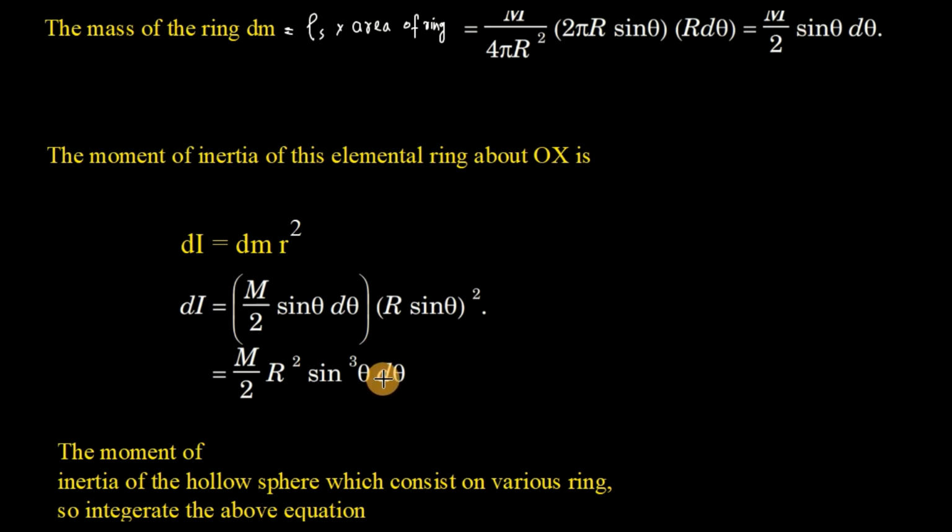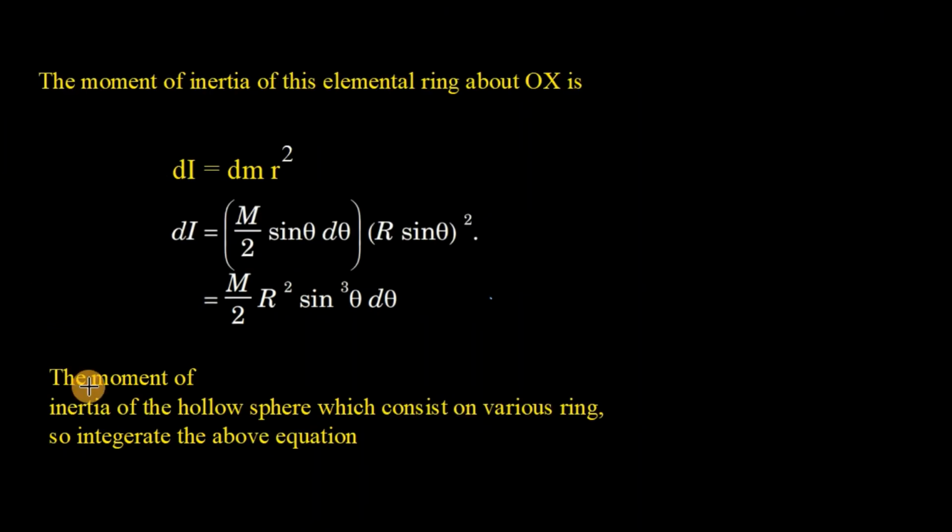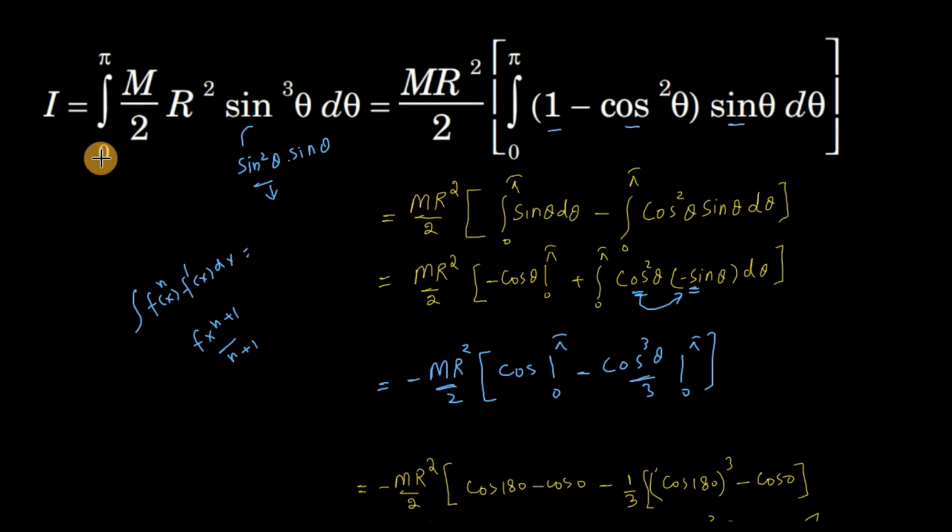But remember, the hollow sphere consists of various numbers of rings, so we integrate this expression for the whole sphere. If we integrate this equation, we obtain the rotational inertia for the whole hollow sphere. So I is equal to the integral from 0 to pi of m over 2 r square into sin cube theta d theta.